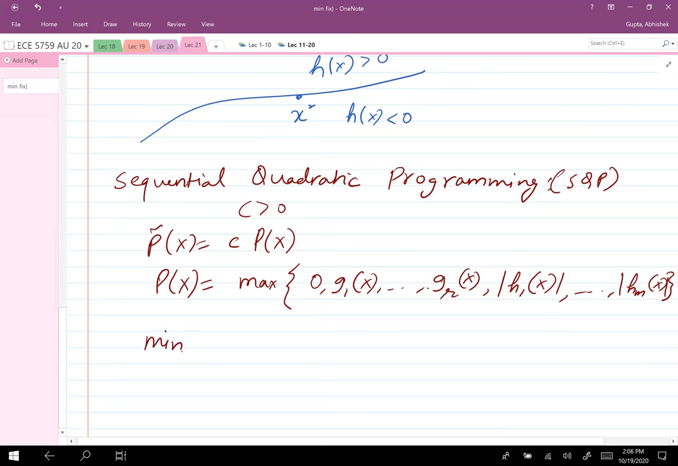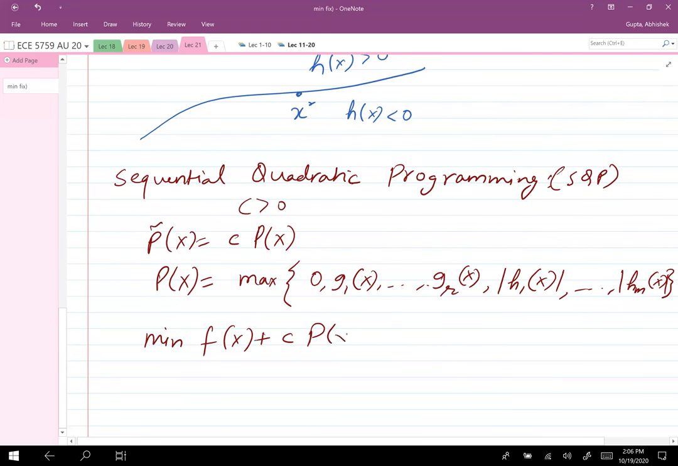Okay, and the goal in SQP is I want to minimize fx plus c px, x is in Rn, where the penalty function is such that if you violate the constraint, the penalty function will be positive. So if your g1 of x is greater than zero, or gr of x is greater than zero, or h1 of x is non-zero, or hm of x is non-zero, the p of x will kick in and will make the objective positive. You add it to the function f of x, and you conduct an unconstrained minimization of this objective function, and it leads to the optimal solution to the original problem. Okay, any question about this penalty function? So this is the penalty function, CPX.